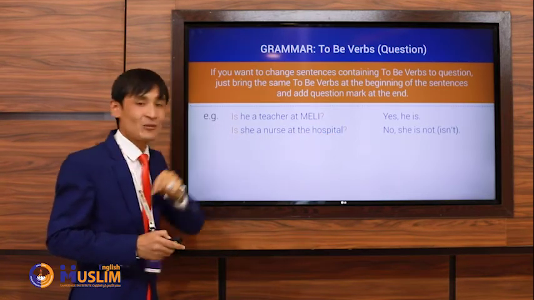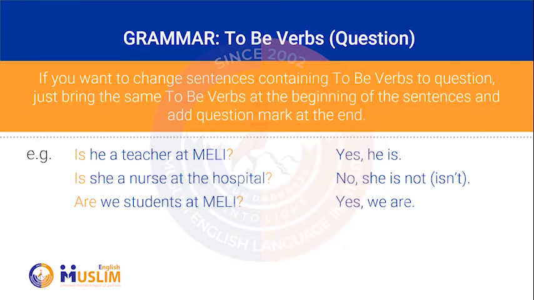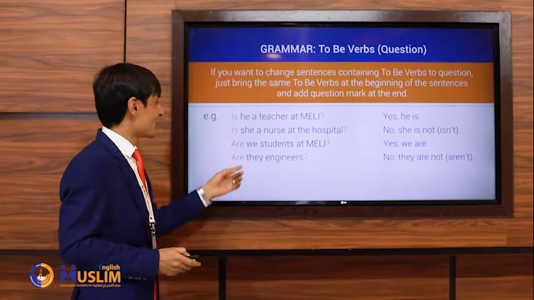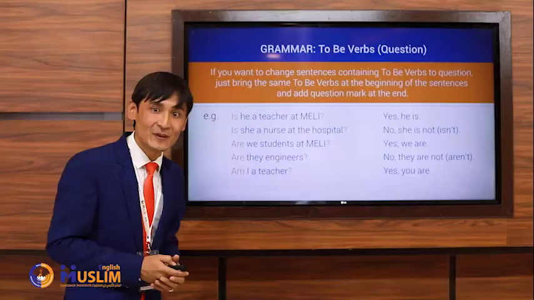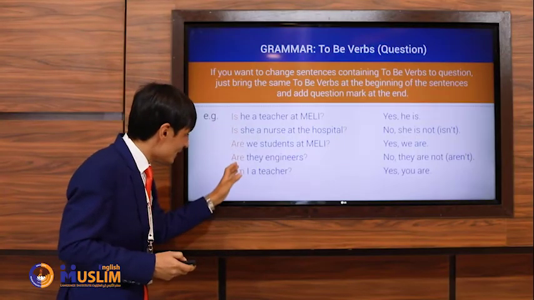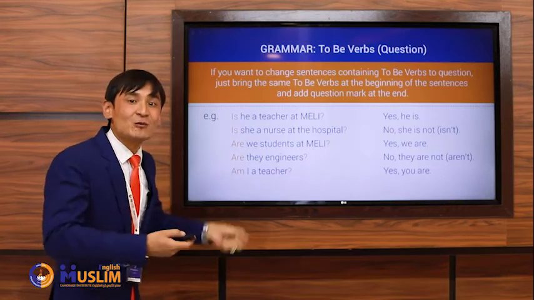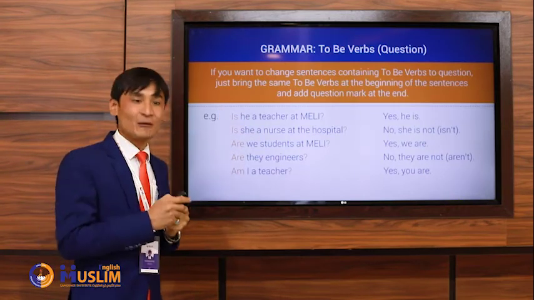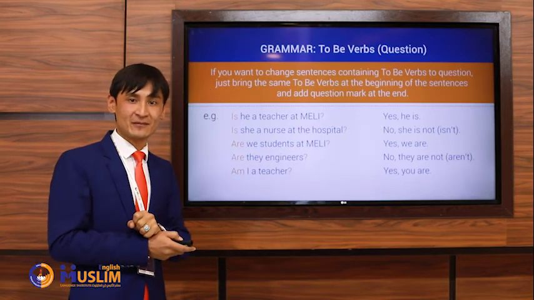Ending with a question mark. Are we students at Melly? Are they engineers? Am I a teacher? See, in all these examples, the sentence starts with a to be verb and ends with a question mark.